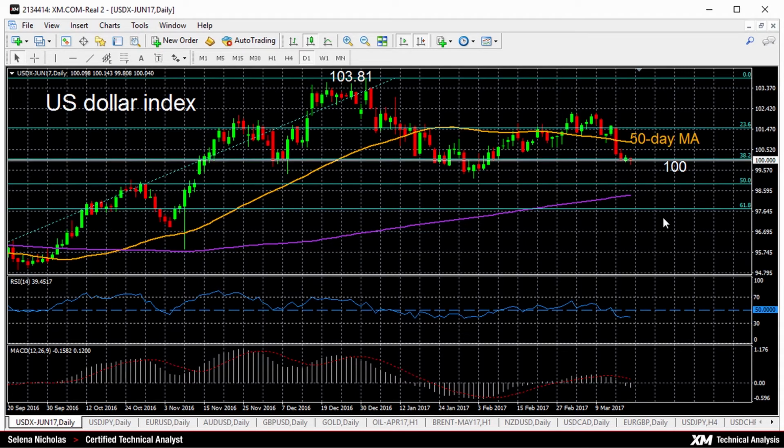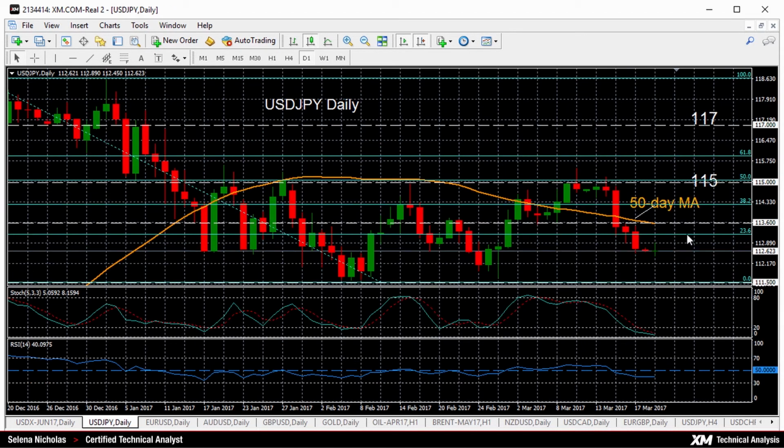If we look at the technical indicators, they are giving bearish signals. We have RSI below 50, so it's in bearish territory. And we can look at the MACD histogram, it's below 0, so that's also a bearish signal. And of course the market is below the 50-day moving average. So short-term bias is now bearish for the dollar index.